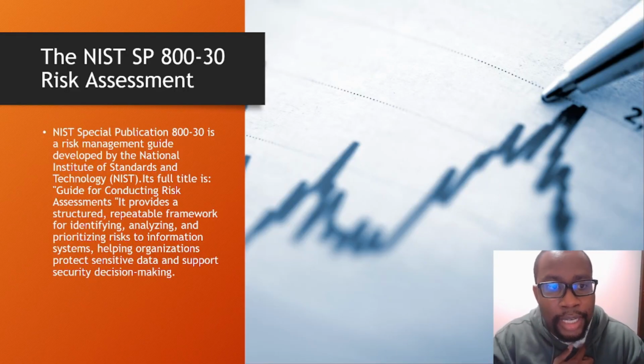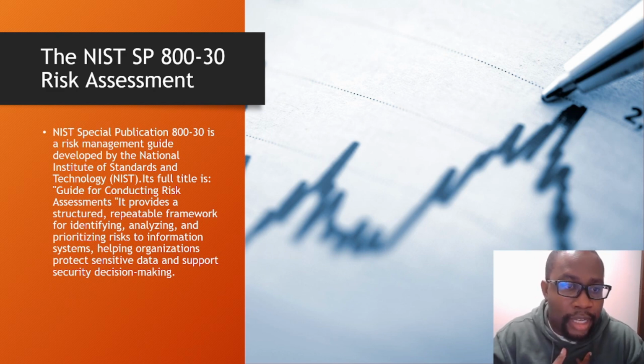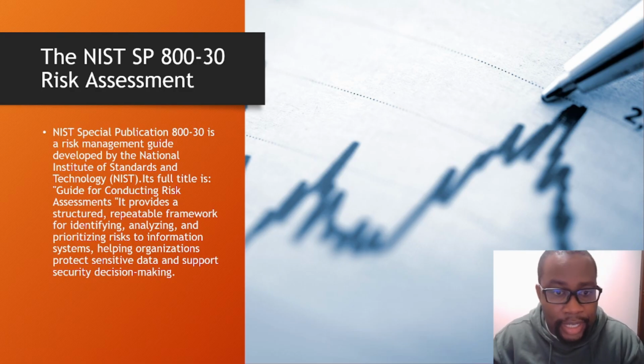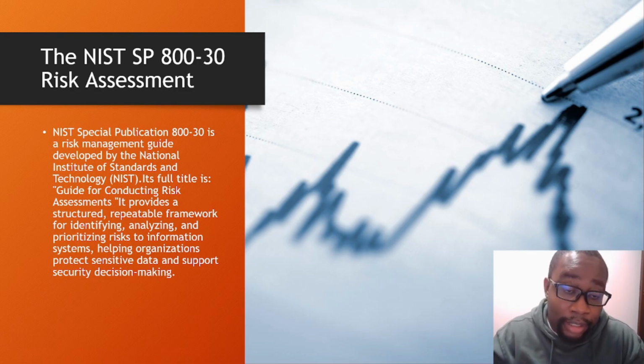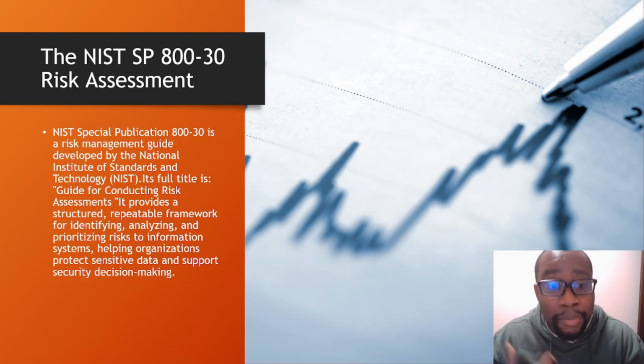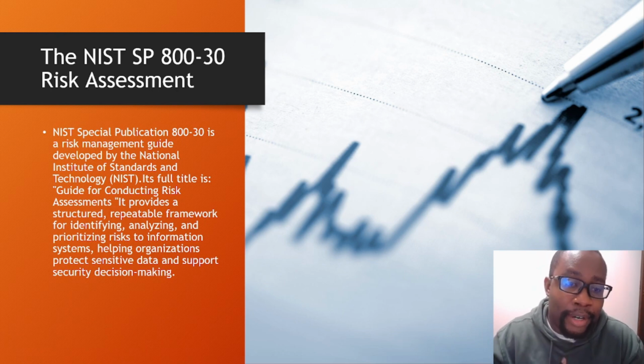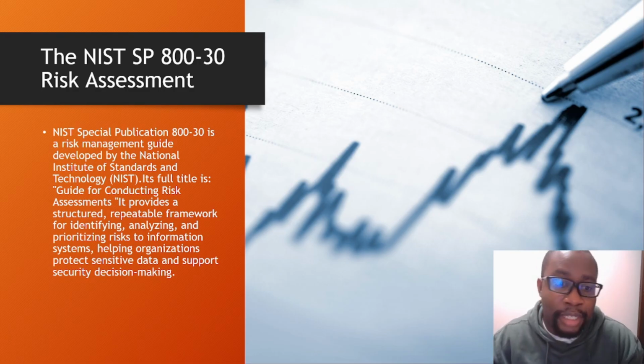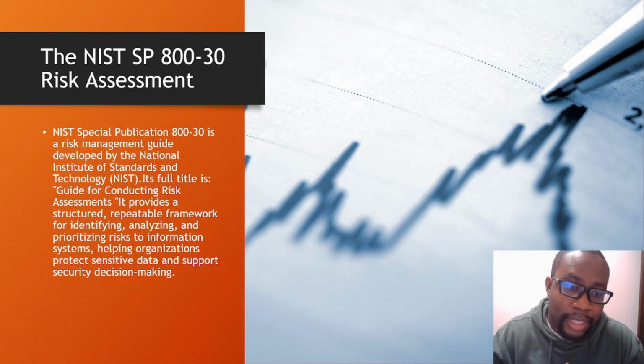So the NIST SP 800-30 is a special publication. It's a risk management guide developed by the National Institute of Standards and Technology, NIST, and the full title of it is The Guide for Conducting Risk Assessments. It provides a structured, repeatable framework for identifying, analyzing, and prioritizing risks to information systems, helping organizations protect sensitive data and support security decision making.